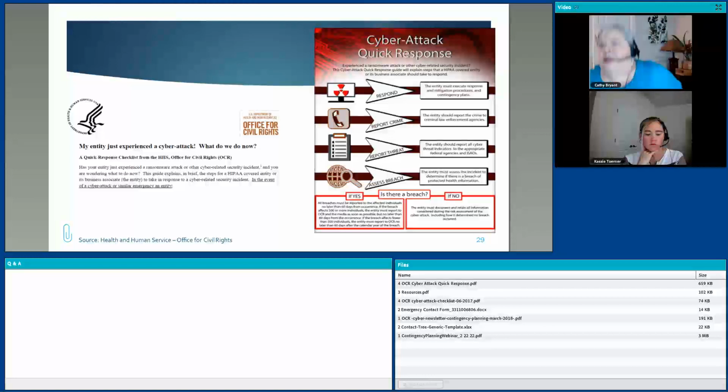The OCR really does feel that it's very important that you be prepared for an emergency. After they published the contingency plan in 2018, they published a cyber attack quick response, both as a little poster that you can download, which is also available in the files to download, as well as a bit of a white paper, if you will. We always encourage you to respond and report the crime. We always encourage you to notify your cyber insurance carrier. No matter how small you think the incident is, it's very important that you start that outreach very quickly, because sometimes what seems like a very small incident grows over time.